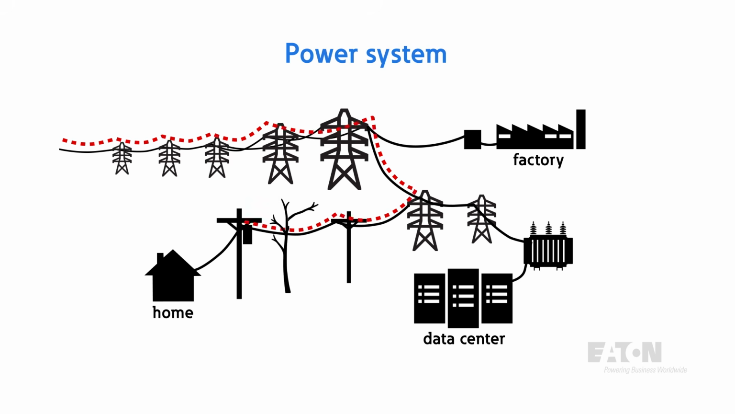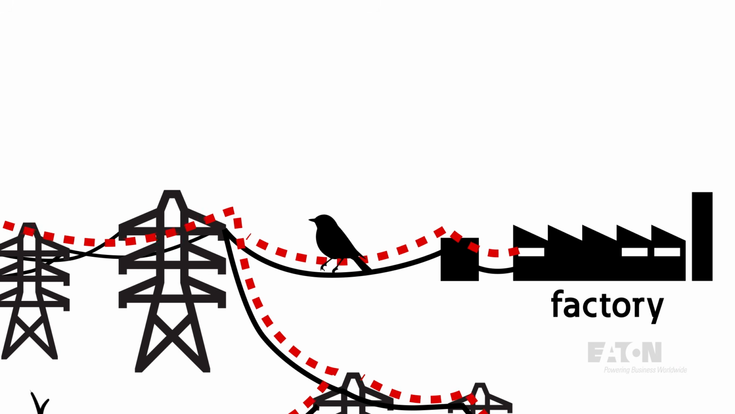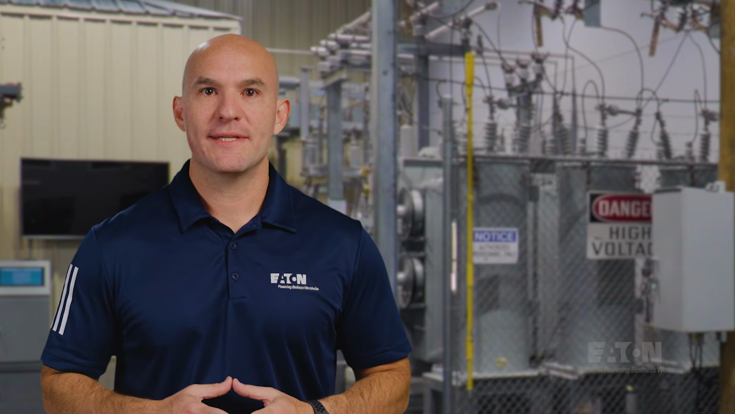Imagine a power system quietly energizing homes, factories, or data centers. Everything runs smoothly until something unexpected happens. A tree branch falls, lightning strikes, an animal makes contact, or equipment fails. These events cause abnormal currents to flow. These conditions are known as faults or short circuits. Overcurrent protection is a method used for detecting and isolating the affected area, keeping the rest of the grid safe and operational.